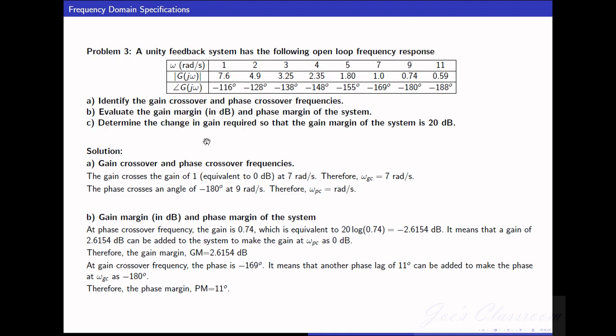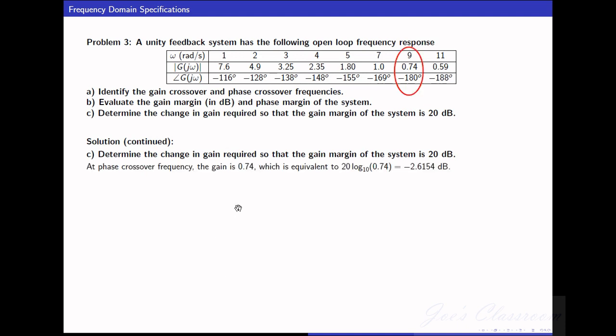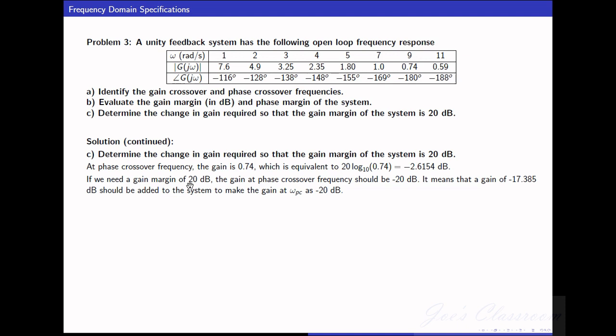So that is the question. What we need to find out is how to make the gain margin of the system 20 decibels from a value of 2.6154 decibels. In that case, what is the change in the gain required? So obviously, at the phase crossover frequency, the gain is 0.474, and converted to decibels, this is what we get. If we need a gain margin of 20 decibels, that means at the phase crossover frequency, the gain should be minus 20 decibels. If the gain at the phase crossover frequency had been minus 20 decibels, then the gain margin would have been 20 decibels. But now it is at minus 2.6154.